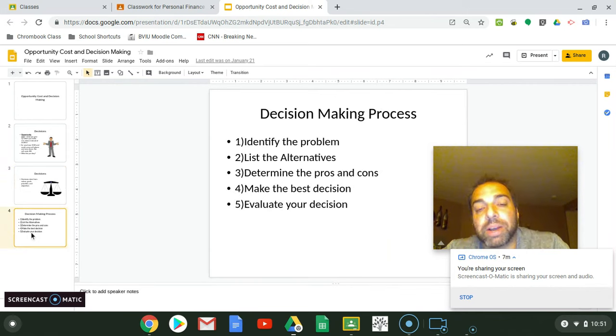So what we're going to talk about here is the decision-making process. I'm going to run through one real quick, and then we're going to do an activity together on this. The first thing you always have to do is identify the problem. So when you woke up today, the problem was you didn't want to go to school. You didn't want to get out of bed. So what are your alternatives? Number one, get up anyway, come to school. But we could list 20 alternatives. Think about all the stuff that you could have possibly done.